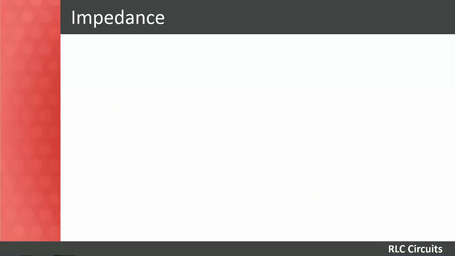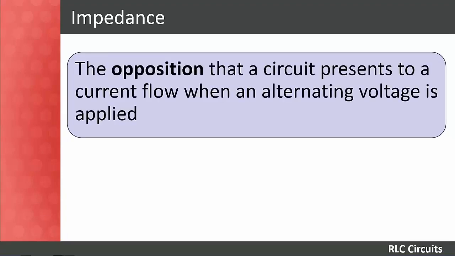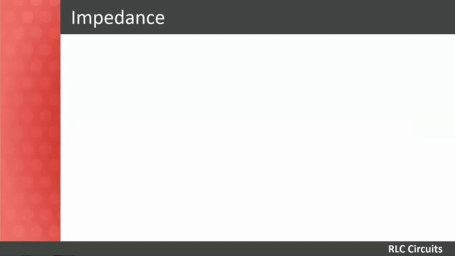Now that we have seen how these components behave when an alternating current is applied to the circuit, we need to discuss one more concept. It is called impedance, Z. We can define impedance as the opposition that a circuit presents to a current flow when an alternating voltage is applied. Impedance is the vector sum of both resistance and reactance and is represented by the following formulas.